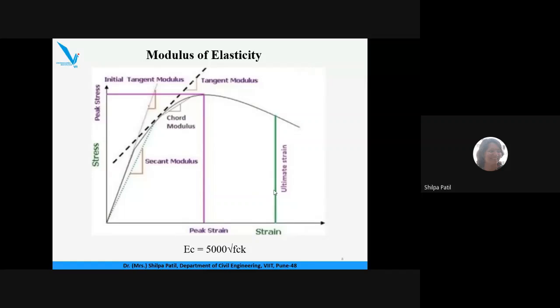Now, have you learned about the modulus of elasticity of concrete? Can you tell me the value? Any single value. Like steel, you have given me the value of the steel, right? What is the value for concrete?